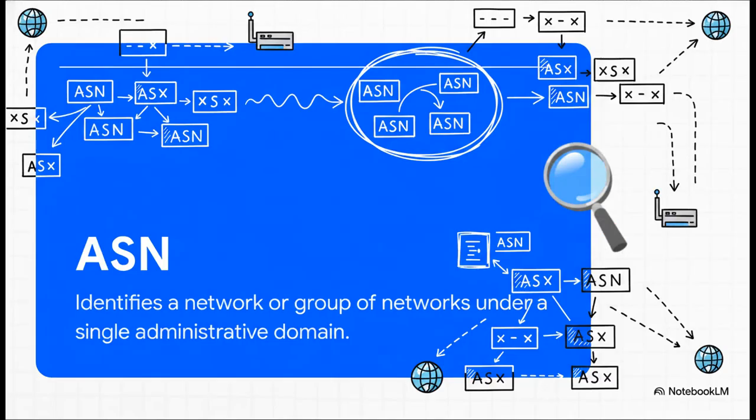To actually make those split-second routing decisions across the globe, the physical internet is chopped up into distinct administrative domains. We identify each one using an ASN, or Autonomous System Number. Think of an ASN as basically a zip code for the backbone of the internet. It's exactly what allows routers to successfully hand off traffic between entirely different network owners.